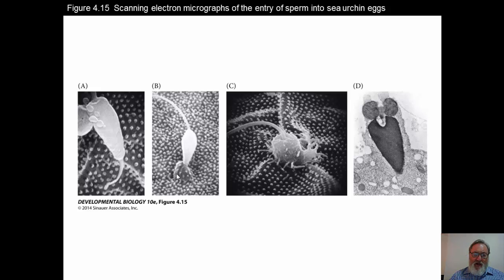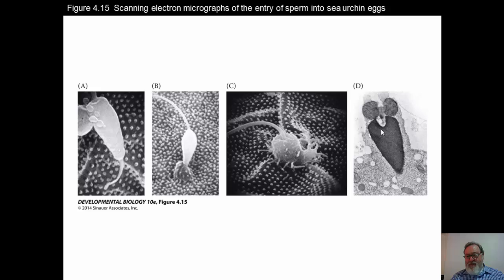Here you see the egg is enveloping the anterior part of the sperm head, and it's starting to go into the substance of the egg. And here in panel C, you can see that the sperm has actually begun to penetrate, and the membranes have fused, the sperm membrane and the egg membrane.